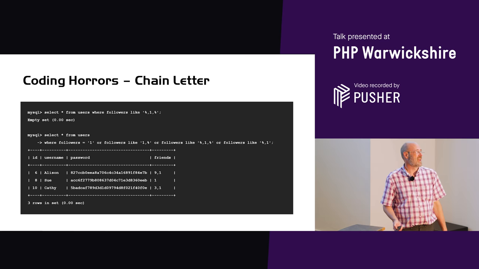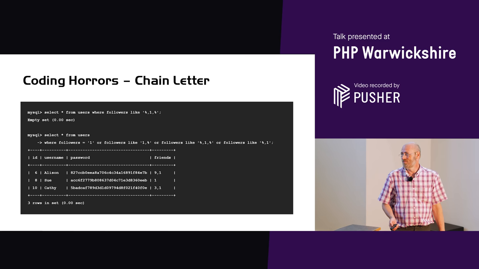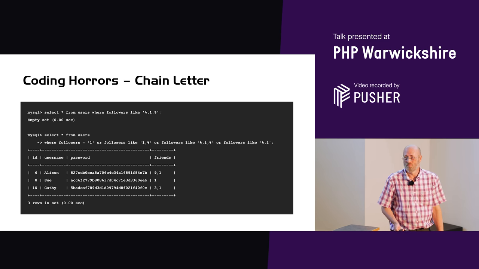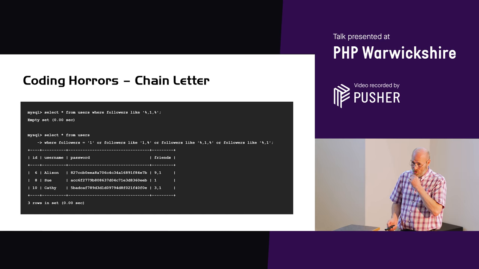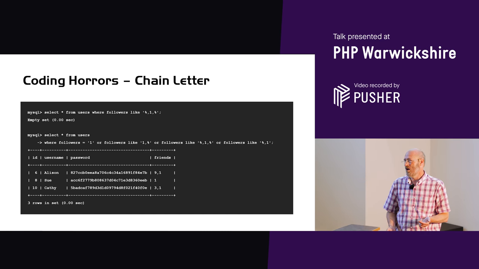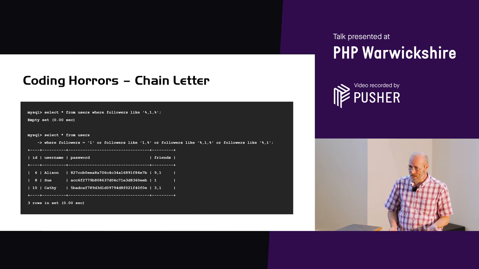So, chain letter, my interpretation of it: comma separated lists of primary key values in a column. This is what data normalization is all about. A lot of novice developers, again, treat the database as though it's some kind of flat file. It's not. It's a relational database. Even if you want to use it as a flat file, there's better alternatives than a comma-separated list.